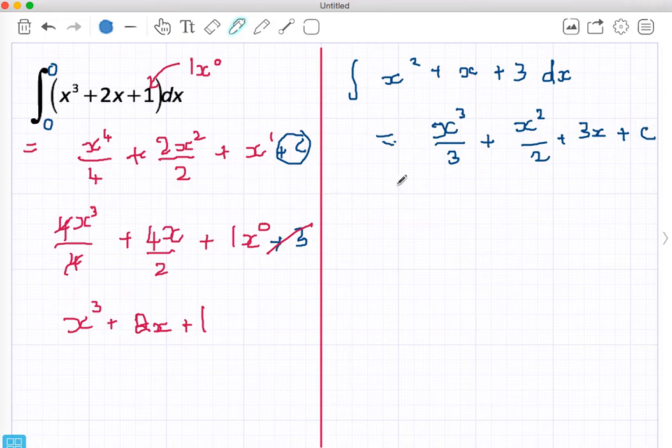So when I differentiate this, it becomes 3x squared divided by 3, 2x to the power of 1 divided by 2, x, 3x to the power of 0, and the c just disappears. So I'm back to where I started.